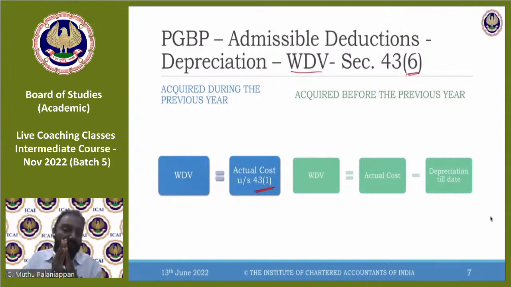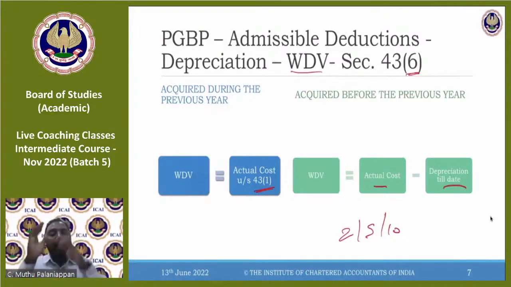So in the first year of acquisition, written down value of that particular asset is nothing but the actual cost under section 43(1). What about the assets acquired earlier? So the WDV will be nothing but actual cost minus depreciation till date. Similar to what? Explanation 2, explanation 5, explanation 10. So all of this we said actual cost minus depreciation till date of the previous owner, used in India, building being transferred. So all these things we discussed are the same concept, actual cost minus depreciation till date. So here also for 43 clause 6, where an asset is acquired before the previous year, that is for an old asset, your WDV is nothing but actual cost minus depreciation till date. So that's what it is about.